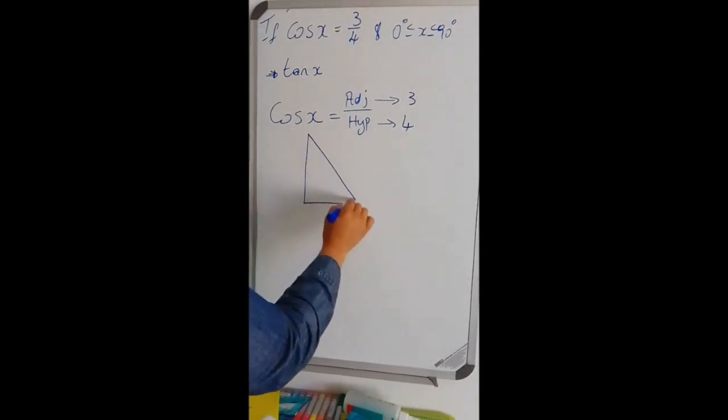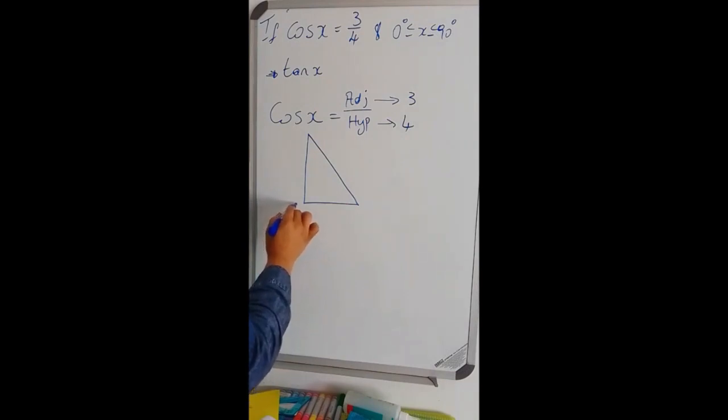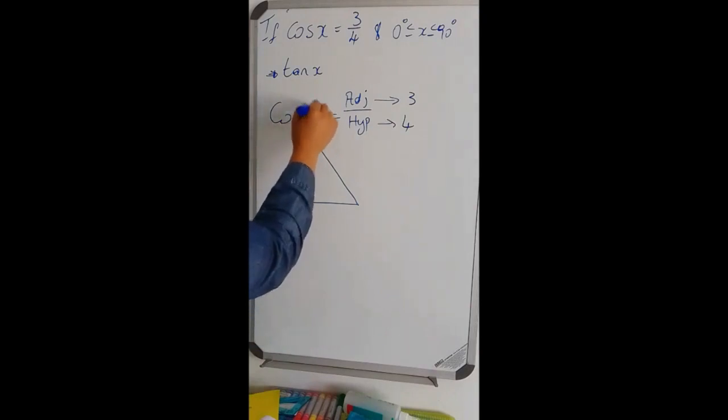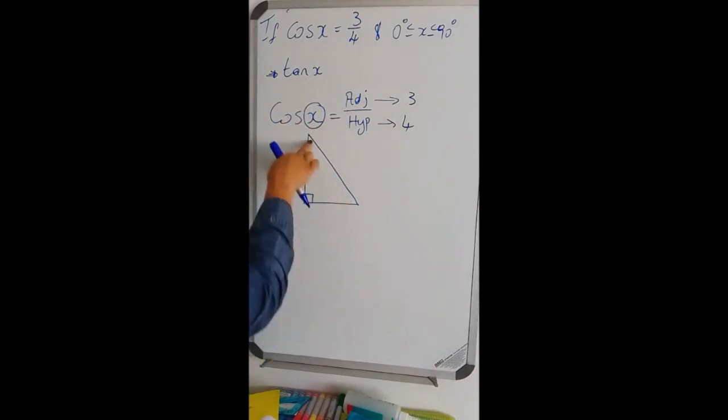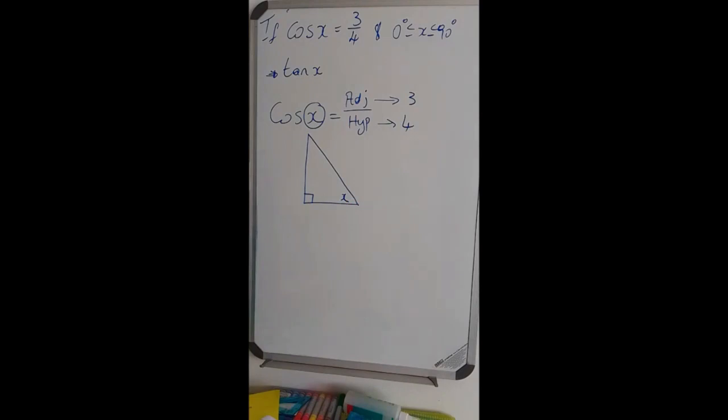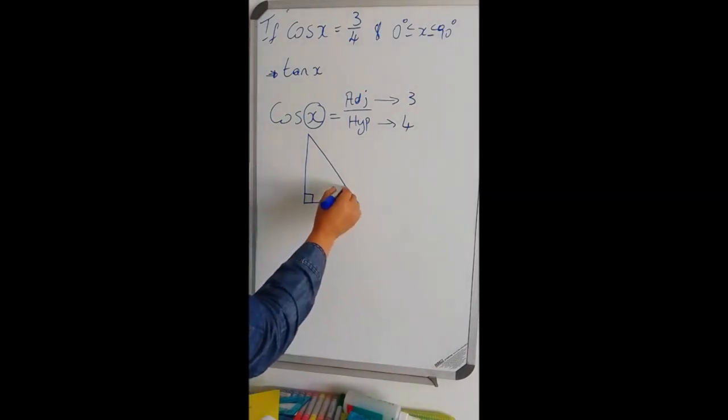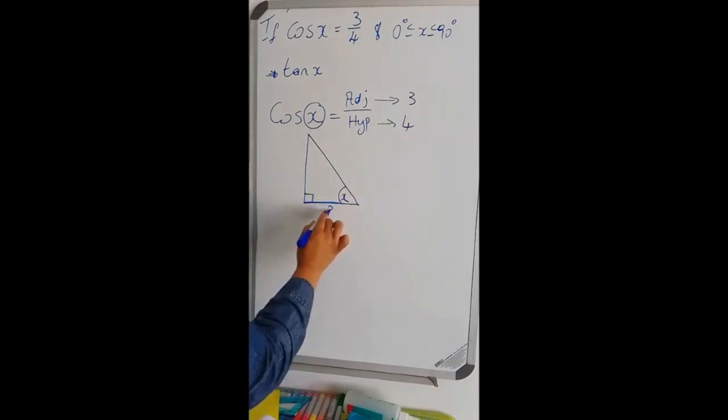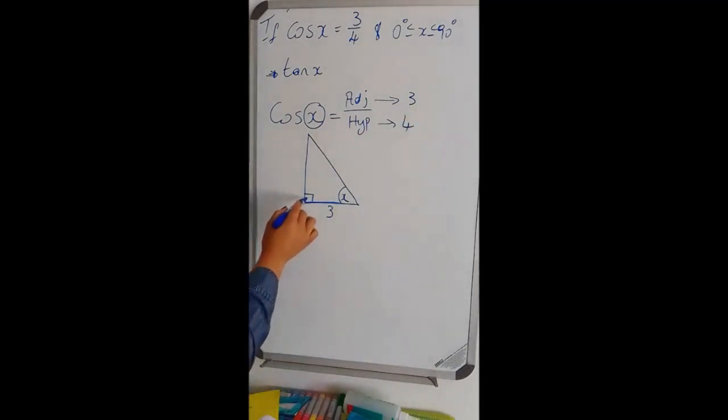Remember, a right-angle triangle. So let's have it here. And then remember now this angle x, we can either place it here or there. It doesn't matter so long as it's not on the 90 there. So let's say it's here. Okay, so what is adjacent to this angle x? It's going to be this side over here, which is given to be 3. And then what is the hypotenuse? Always the side facing the 90-degree angle. So this is 4.